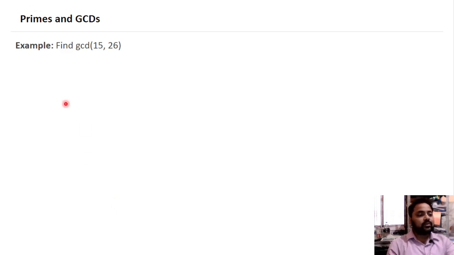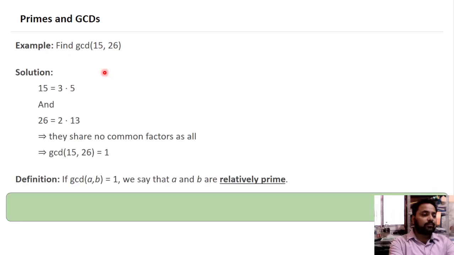Same here. This is the basic exercise you can do. Find the greatest common divisor of 15 and 26. So here 15 and 26 have the factors 3 into 5 and 2 into 13, and they share no common factor at all. So the greatest common divisor of 15 and 26 will be 1.